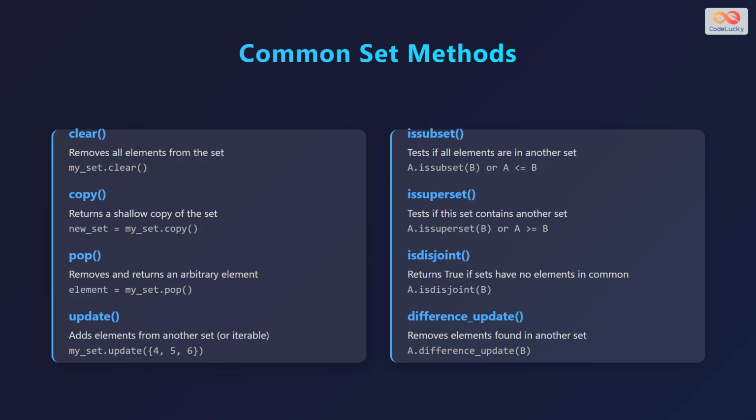The isdisjoint method returns true if two sets have no elements in common. For example, a.isdisjoint(b). Lastly, the difference_update method removes elements from one set that are found in another set. For example, a.difference_update(b).